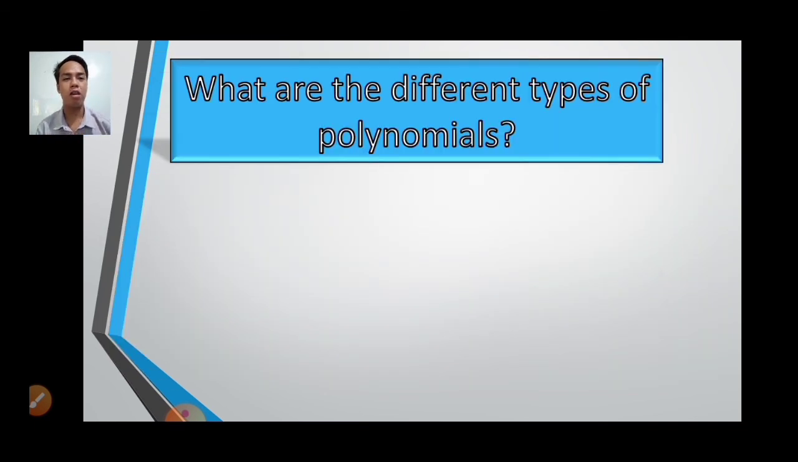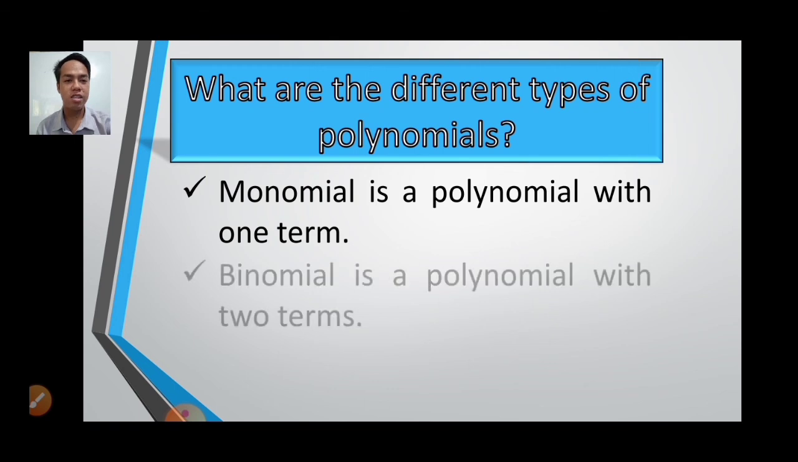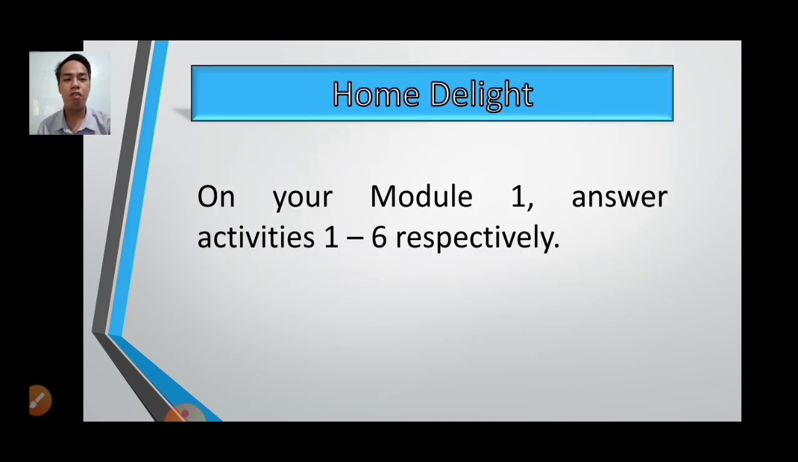Going back to our guide question earlier, what are the different types of polynomials? First one is monomial, a polynomial with one term. The second, binomial. When you say binomial, it is a polynomial with 2 terms. Third, trinomial is a polynomial with 3 terms. That is the different types of polynomial.